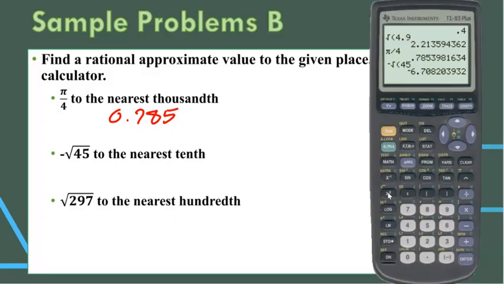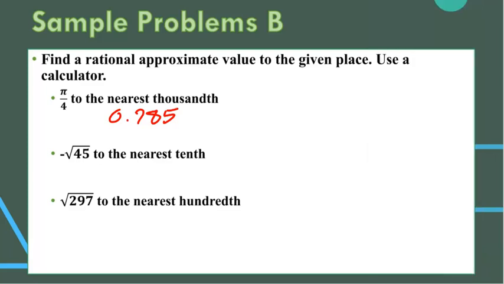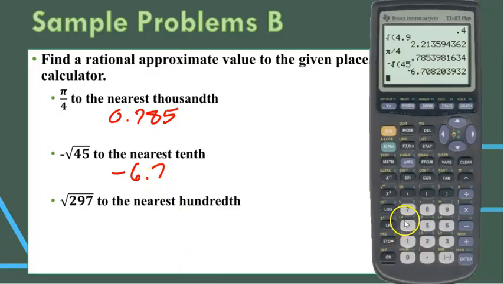That's going to give us a negative, and we have to round to the nearest tenth. So that would be negative 6.7. And the last one here on this slide, we have the square root of 297. And we have to round to the nearest hundredth. That's 2 decimal places, so that would be 17.23.